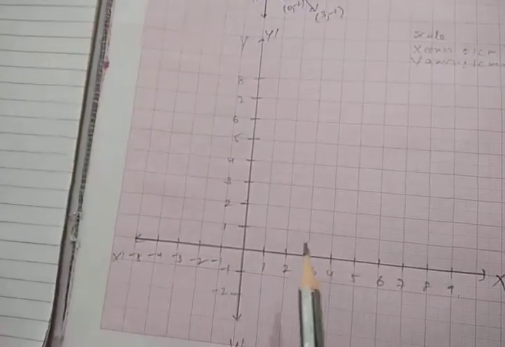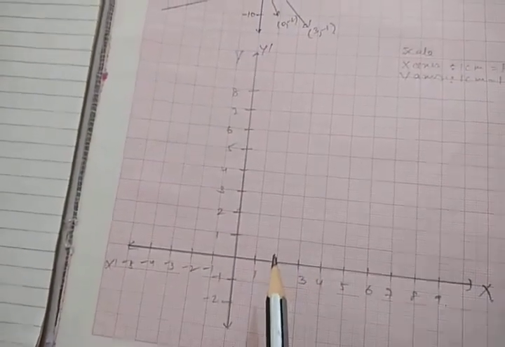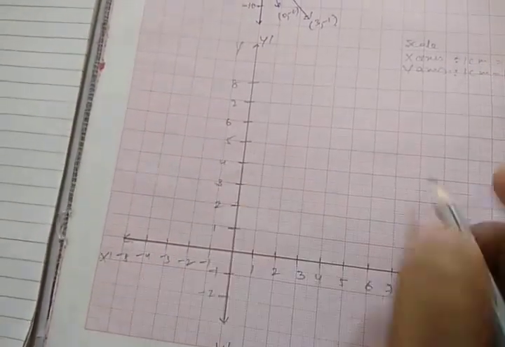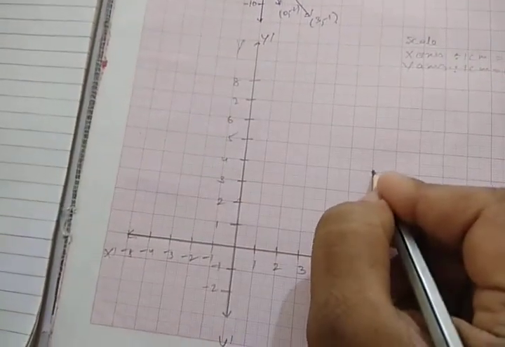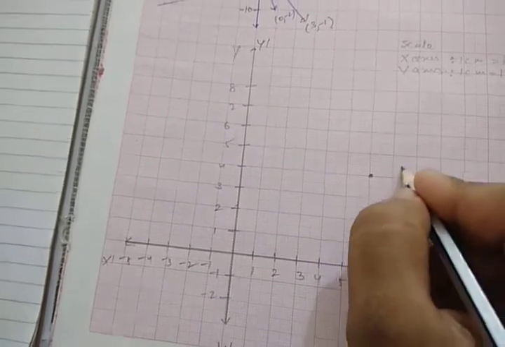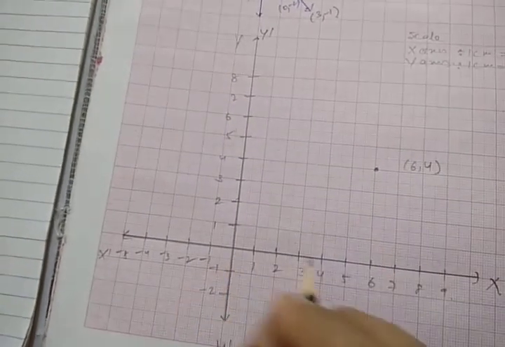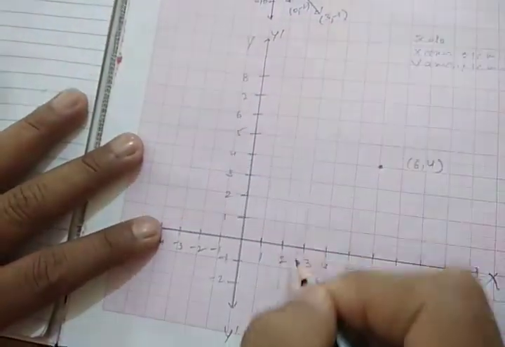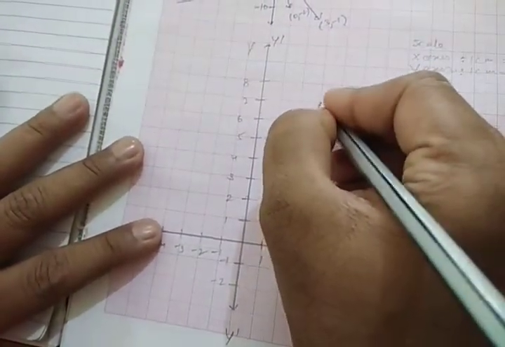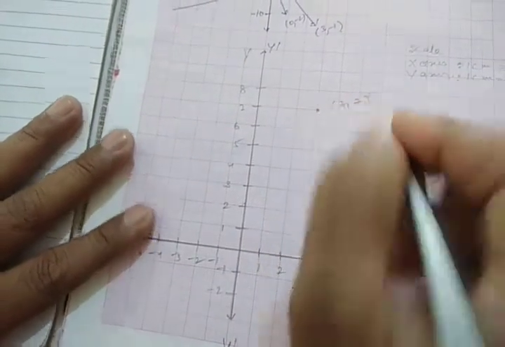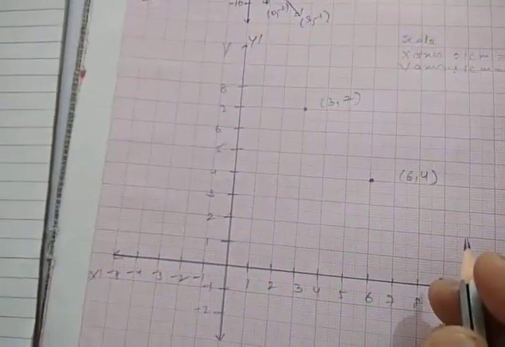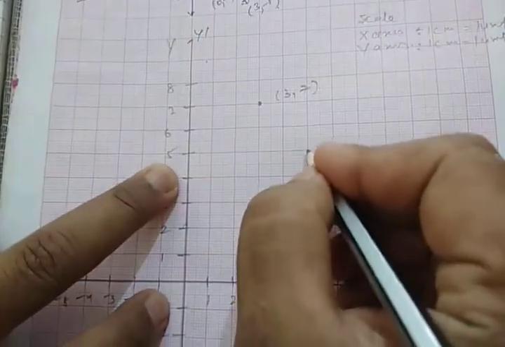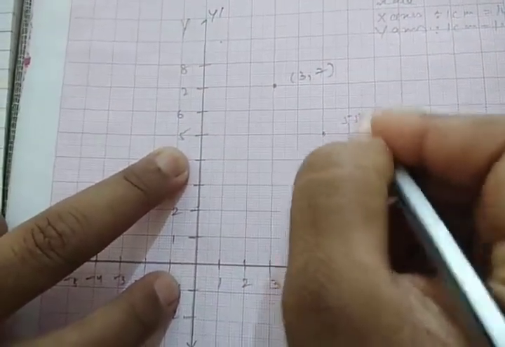The first one, for x plus y equal to 10, we can have point 6 and 4. X is 6 and y is 4. The point is this one. This is 6, 4. Second point is 3, 7. That is this point. This is 3, 7. Third point is 5, 5. That means this point, that is 5, 5.